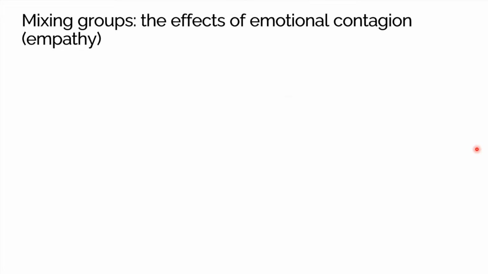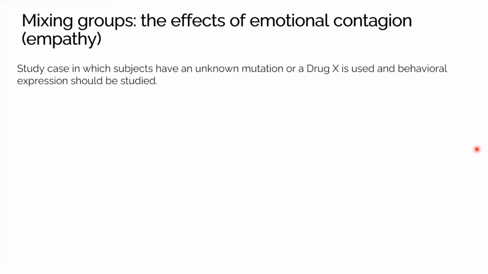Mixing groups was a defect of the emotional contagion, which is nothing else than empathy. So let's say that you have a study case in which you have subjects which have an unknown mutation, or you have a drug X, and you want to study behavioral expression.